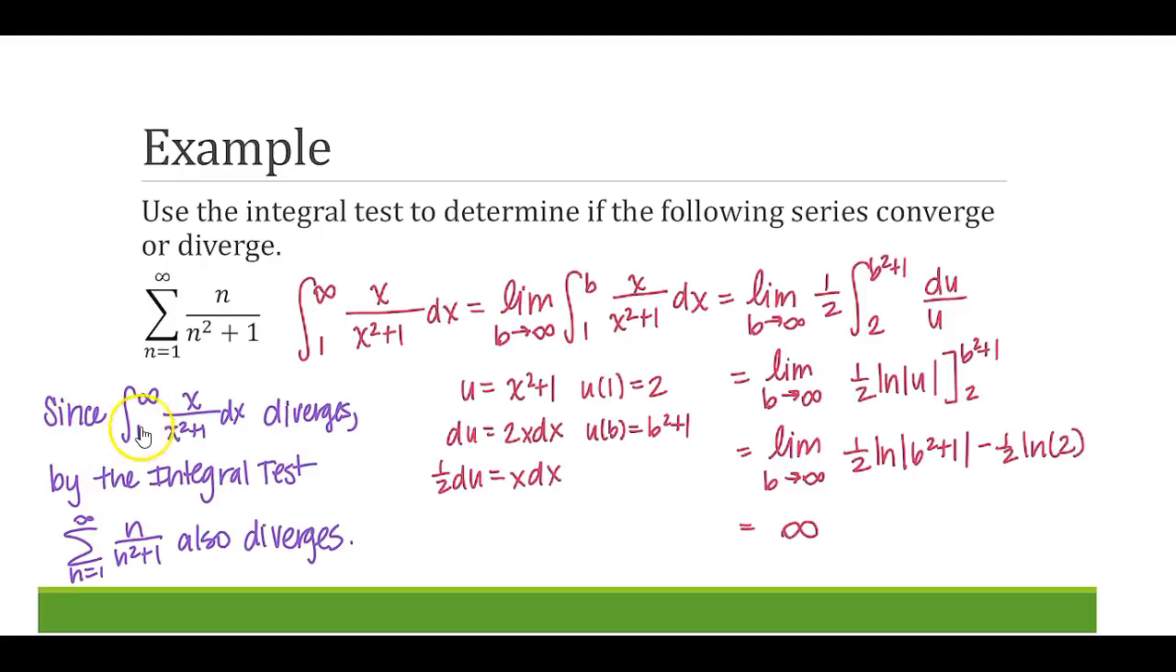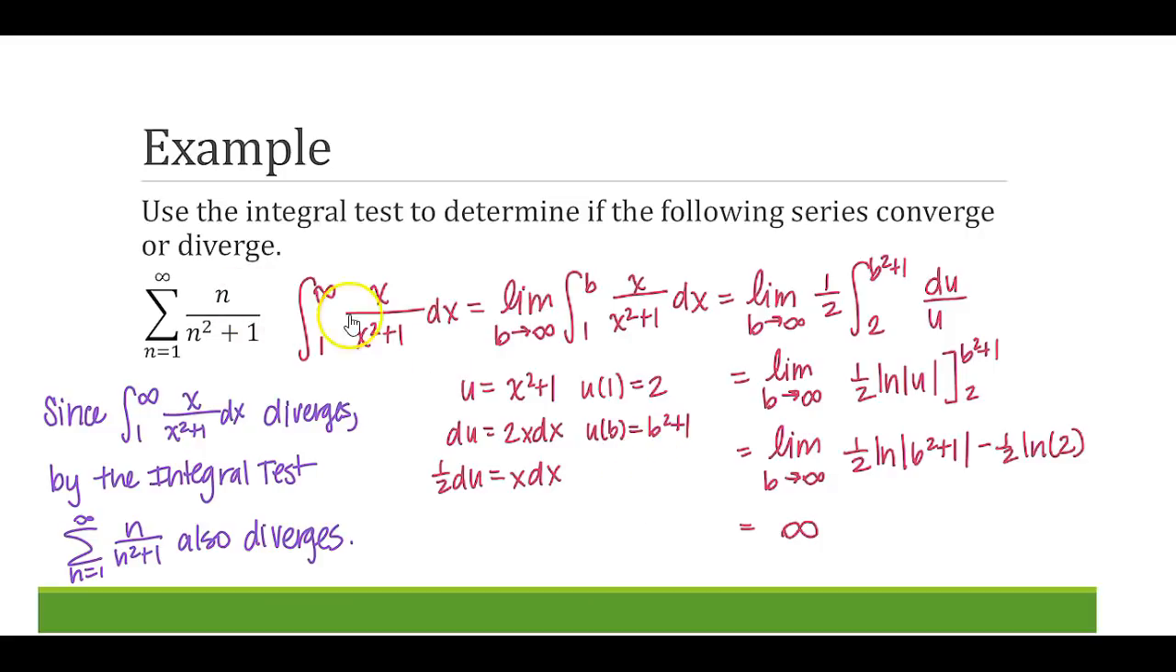And we write: since the improper integral from 1 to infinity of x over x squared plus 1 dx diverges, by the integral test, the infinite series has the same behavior. So the sum n equals 1 to infinity of n over n squared plus 1 also diverges. So as you can see, the integral test is definitely going to require us to know how to evaluate integrals. That is obviously a key part of applying it, in addition to making sure that we have the right conditions for being able to apply it.